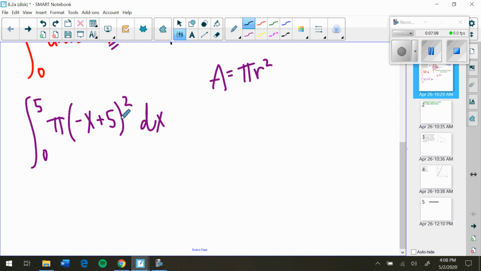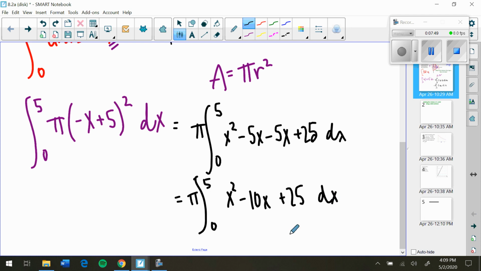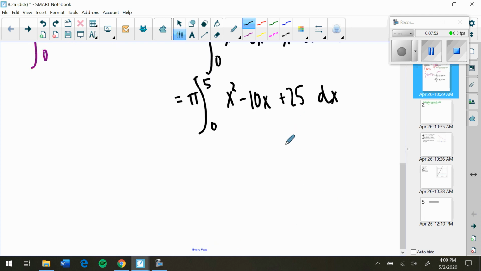If I want to calculate this integral, it's probably going to be a good idea to square this term or FOIL it. And I also am going to pull the pi out. So I'm going to write this as pi times the integral from 0 to 5 of, I'm going to FOIL this kind of quickly for you, so hopefully you're doing the same thing here, x squared minus 5x minus 5x plus 25, all with respect to x. Technically, I still have that pi and the integral from 0 to 5 of x squared minus 10x plus 25, all with respect to x.